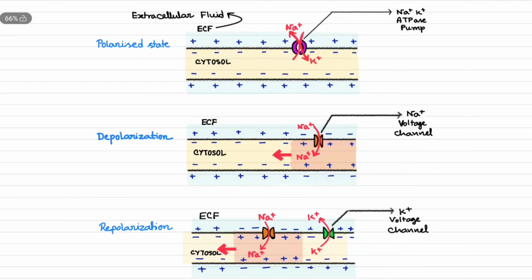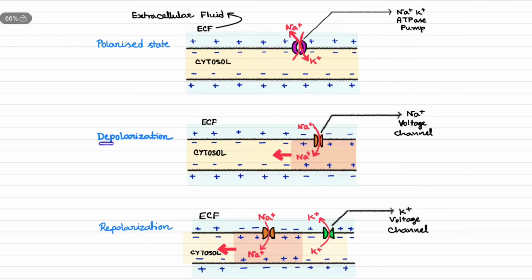Now, in these pictures, we have shown the different phases of action potential, and we have also shown the conduction of action potential. At first, you can see the polarized state. Here you can see the sodium potassium ATPase pump is active. This is the sodium potassium ATPase pump. It causes efflux of 3 sodium ions and influx of 2 potassium ions, which helps to maintain the negativity inside the cytosol and the positive charge in the extracellular fluid.